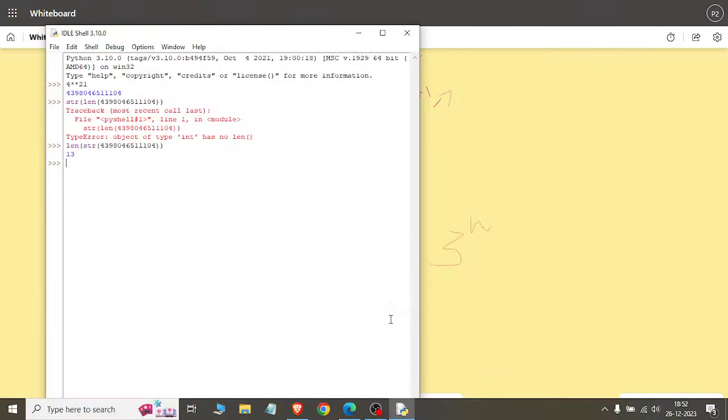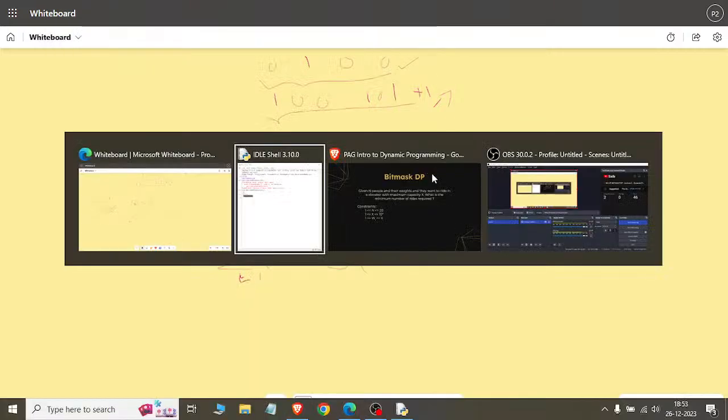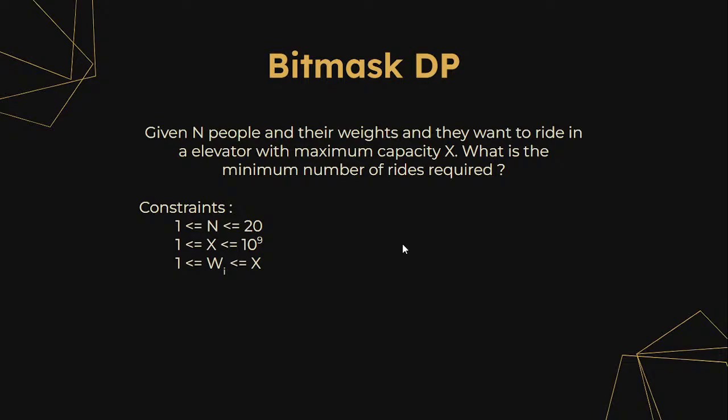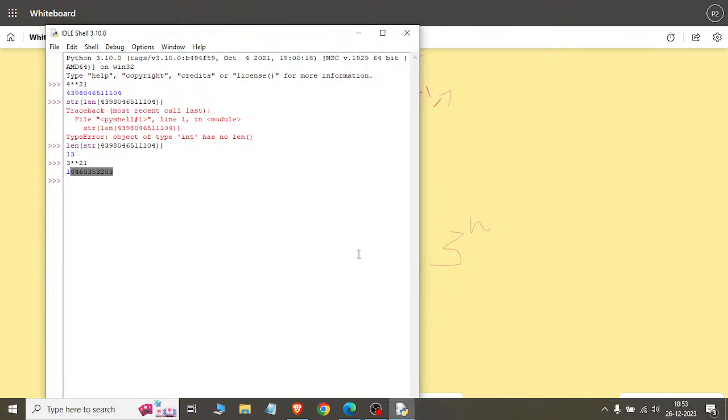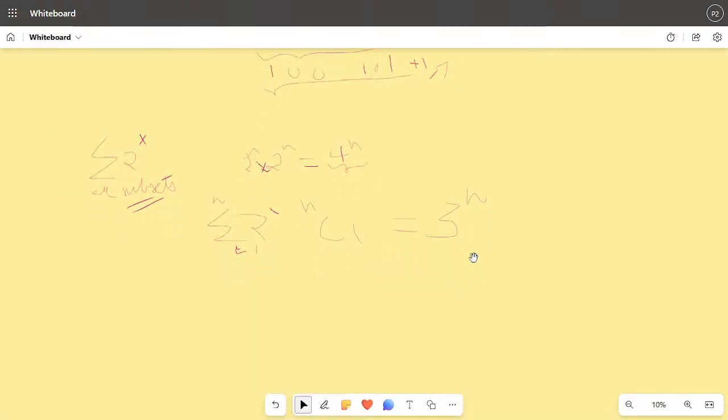Now let's calculate this number. So how much is 3 to the power n? 3 to the power n is this, and it is 1 2 3 4 5 6 7 8 9 10. It's 1 in 10. It's very close, but this will still not pass as we can at max run 2e8. So it's around 50 times slower than required. And just for information, 3 to the power n usually runs when n is 17.